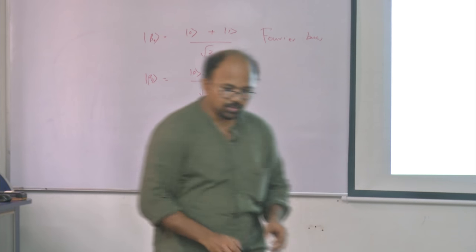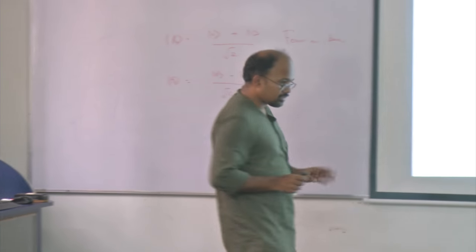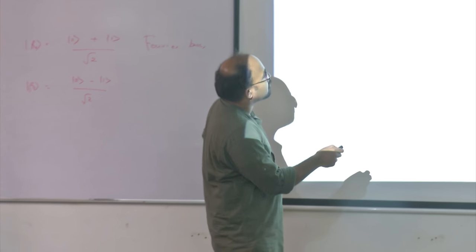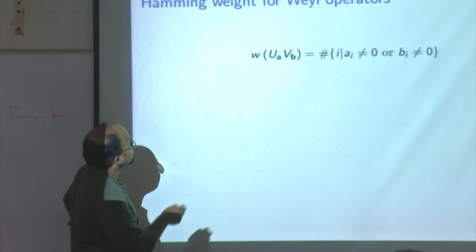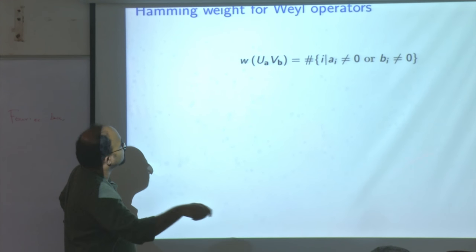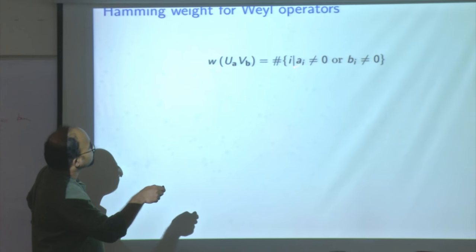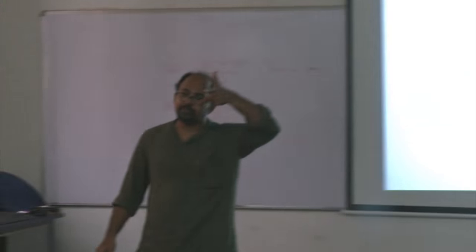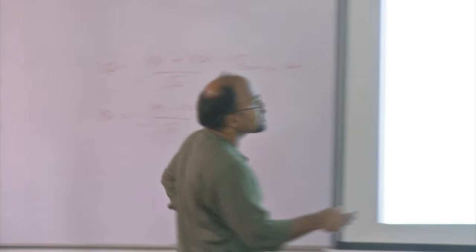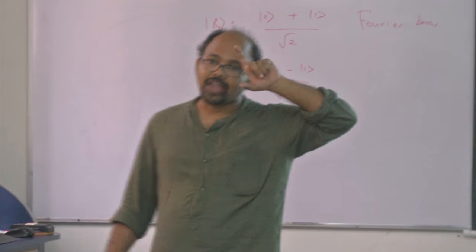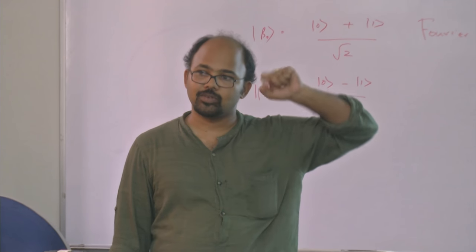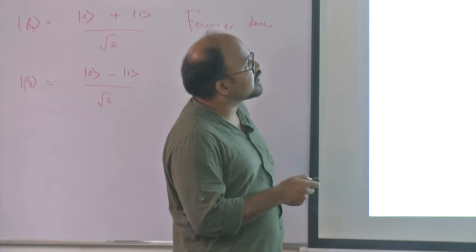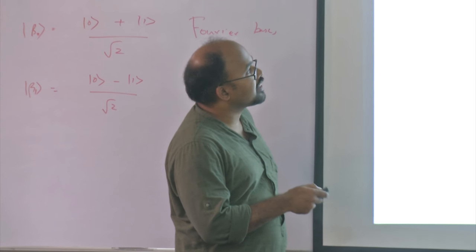So now I want to talk about quantum errors. Now the point is, if I look at this Pauli operator U_A,B, and think of A as A1, A2, etc., and B as B1, B2, etc., then if Ai is not 0, that means that the ith bit has been flipped. If Bi is not 0, then that means that the phase of the ith bit has been flipped. So when I want to count how many errors have occurred, I have to count the number of indices i where either of these is not 0.